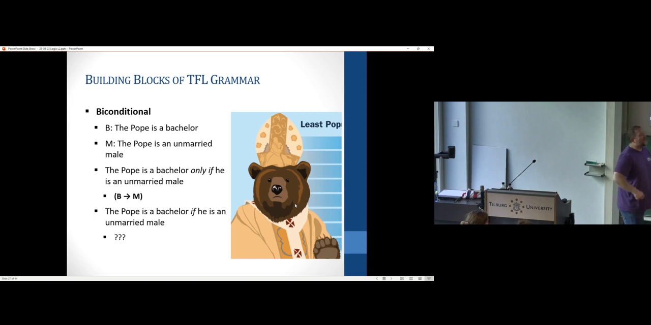How about this one? The Pope is a bachelor if he's an unmarried male. The unmarried male is the antecedent, right? M conditional B. We see it? Okay. So if it's only if in the middle, we take the thing before the only if as our antecedent. If it's the if in the middle, we take the thing after the if as our antecedent.